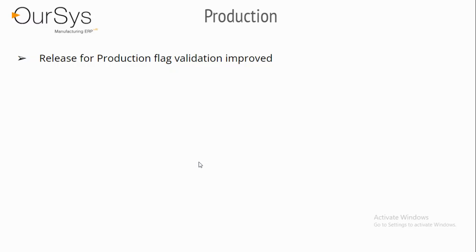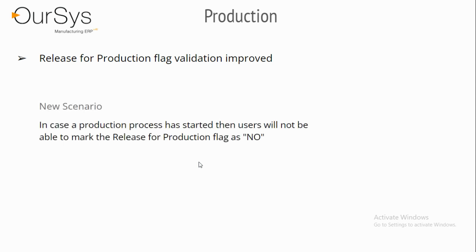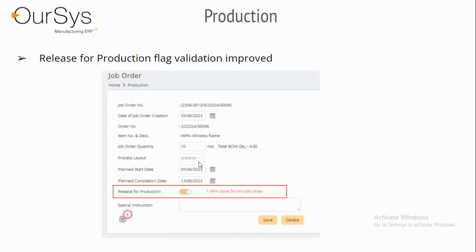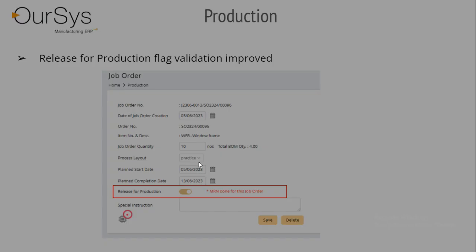In production, the next improvement we have made is the production flag validation. Earlier we did not have any control over the release of production button. Even when production had started, I could still mark it as release of production. Now, once production or a transaction is done against that job, it won't allow the user to untick the release for production.